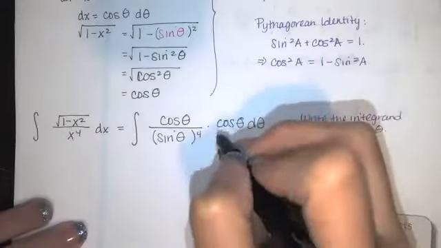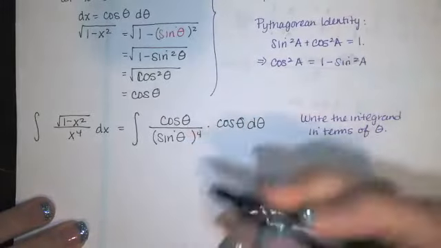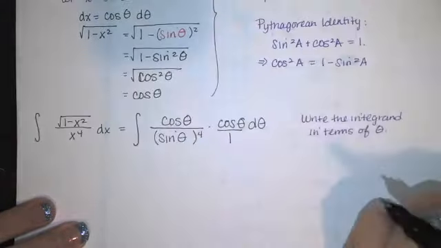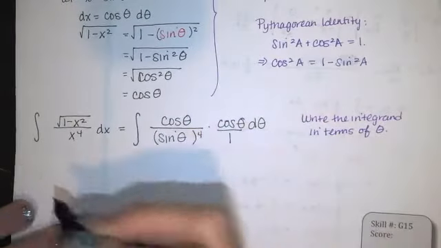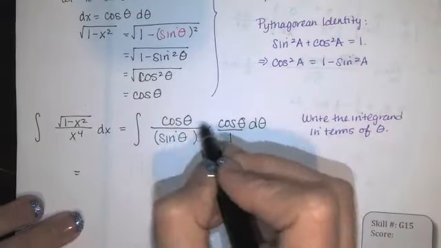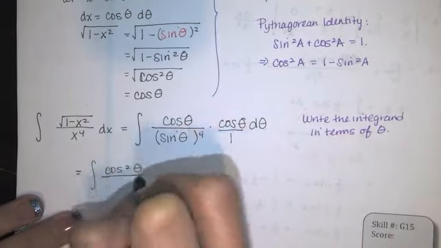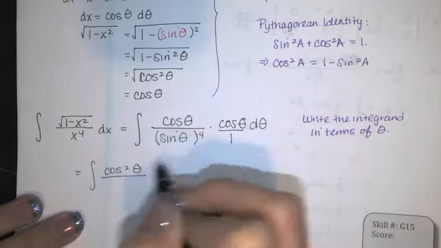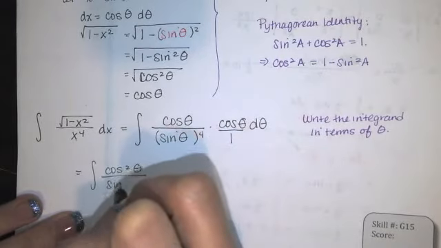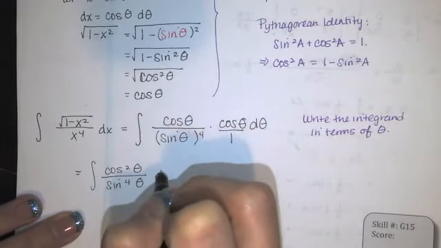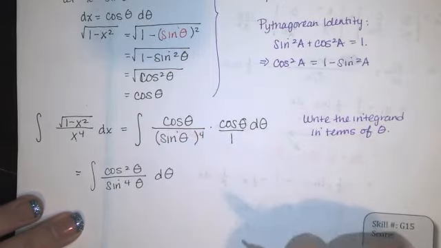So let's simplify from here. If you want to, you can write this cosine of theta as itself over 1. You've got two fractions. You're just going to multiply straight across. Cosine times cosine is cosine squared theta. And then the sine of theta to the 4th can be written as sine to the 4th of theta. And then we've got the d theta there.